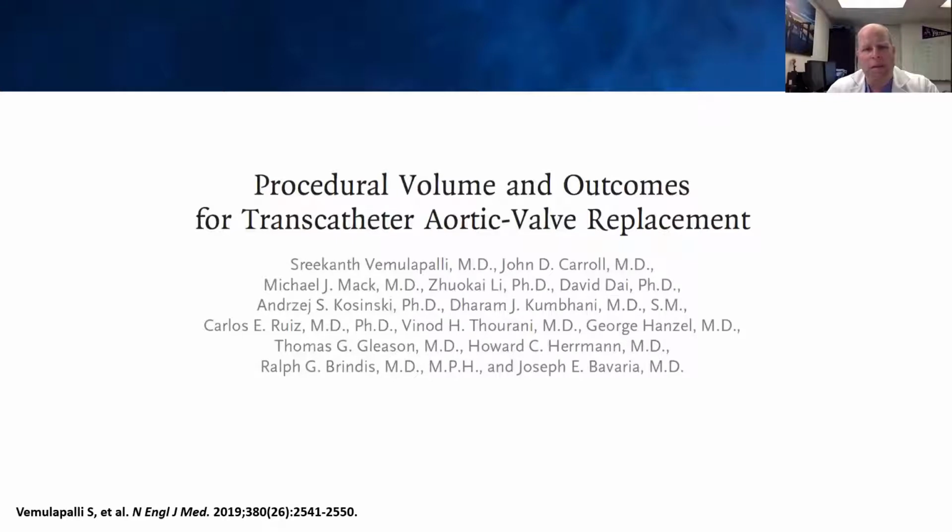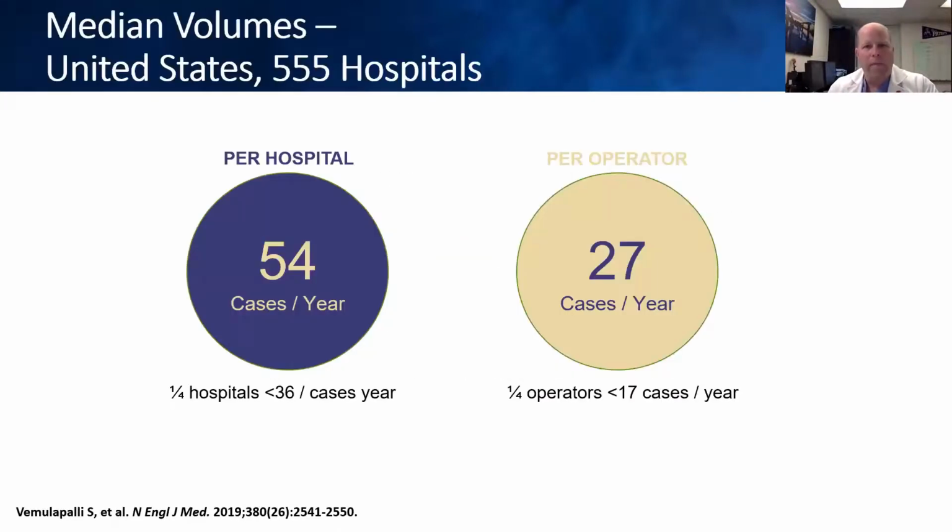And I want to draw your attention to this particular paper, which I found really interesting. This is a procedural volume and outcome relationship for transcatheter aortic valve replacement published in the New England Journal. We're going to veer from the primary message of the paper to look at some of the context of what it did show. First off, within the United States, almost 550 hospitals, we're looking at a median per hospital volume of TAVRs of 54 per year.